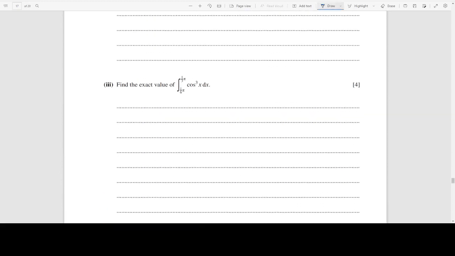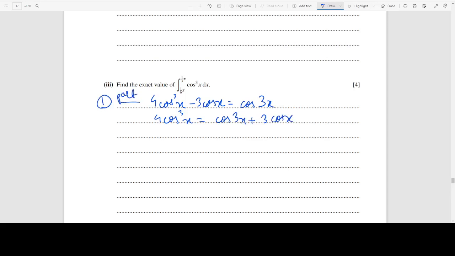Again, a calculus question. Let's hope this is the last calculus question. So we had this 4 cos cube x minus 3 cos x is equal to cos 3x. So 4 cos cube x is equal to cos 3x plus 3 cos x. This was from the first part of this question. So cos cube x is equal to 1 upon 4 times (cos 3x plus 3 cos x), and we just have to simply integrate this.